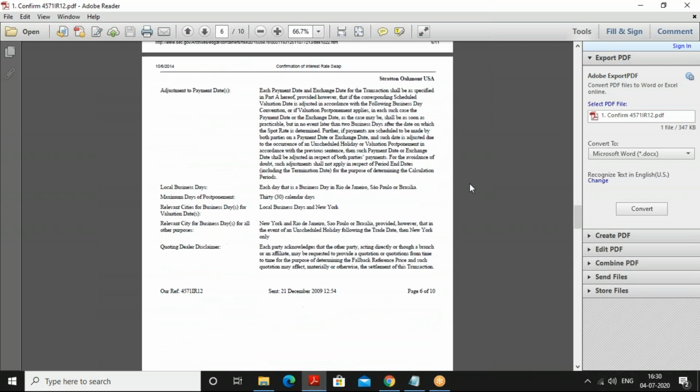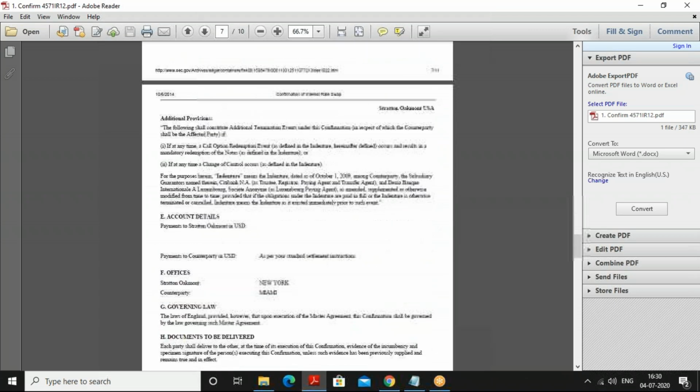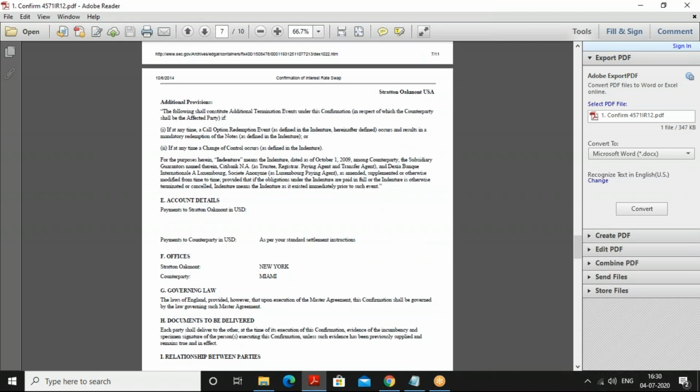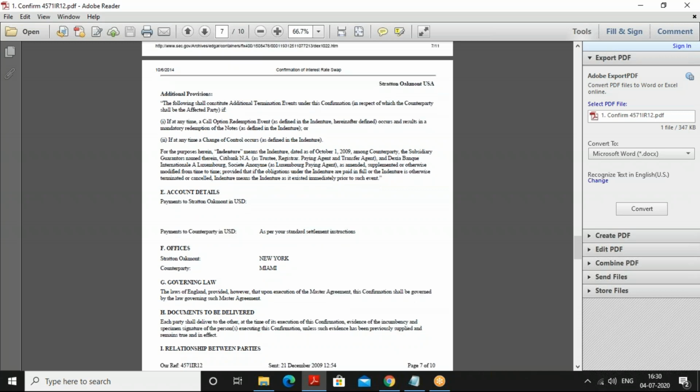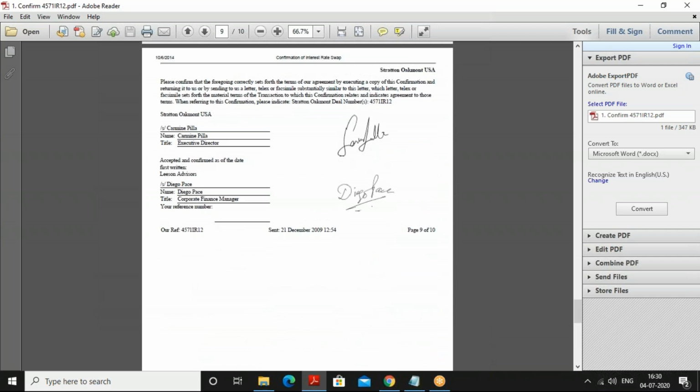So for example, let's say that there's a delay in paying. What is the maximum number of days that the payment can be postponed? 30 calendar days. So everything is detailed out. And then finally, if you look at this, both parties will sign the document.